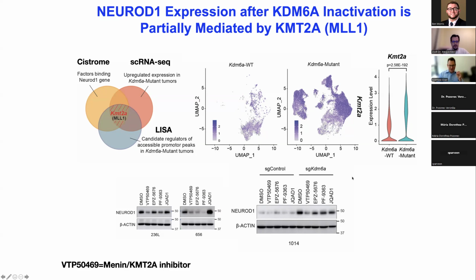epigenetic inhibitors that normally promote gene activation. So all these different inhibitors normally promote gene activation. We want to know blocking which of these targets, which I'll tell you, VTP50469 blocks menin-KMT2A, could downregulate NeuroD1. So I think coupling this correlative data with the functional data, this suggested KMT2A was somehow binding NeuroD1 and driving its expression in the absence of KDM6A.